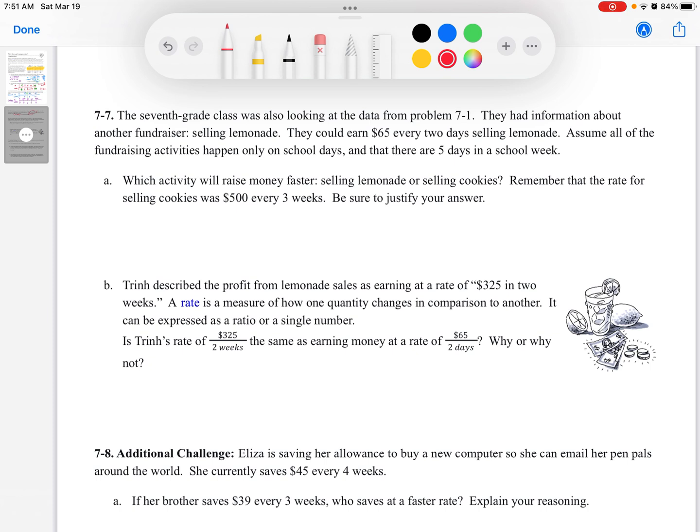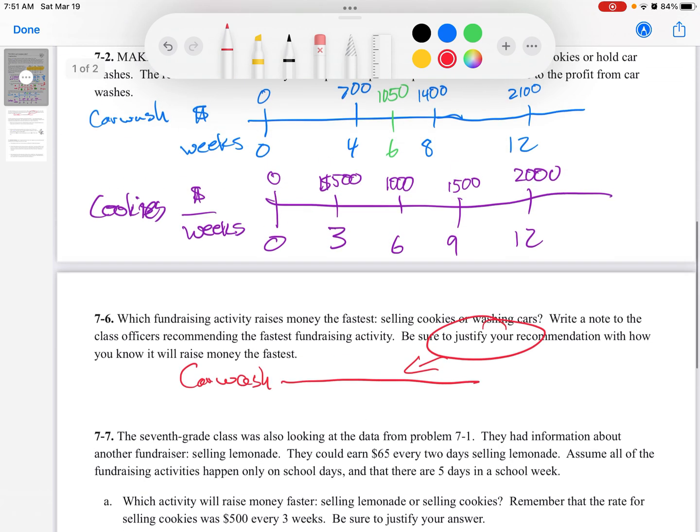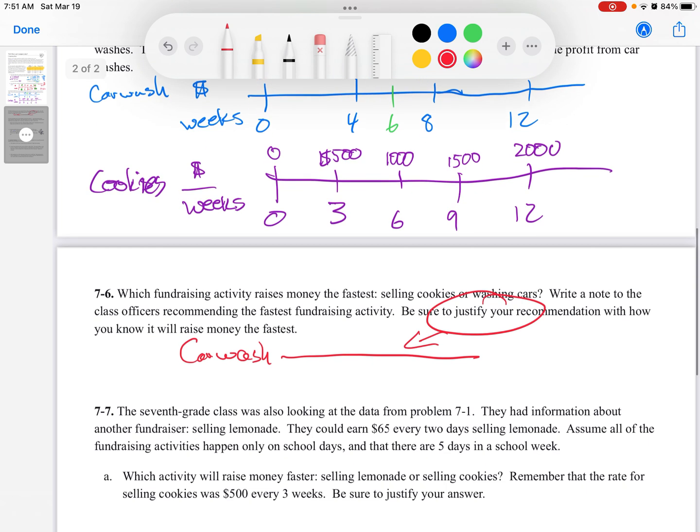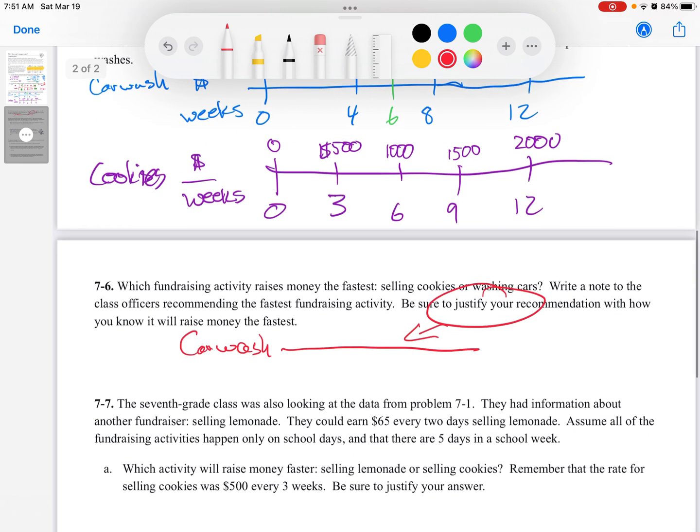Assume all the fundraising activities happen only on school days, and that there are 5 days in a school week. So, which activity will raise money faster, selling lemonade or selling cookies? Remember, the rate for selling cookies was $500 every 3 weeks. Now, do we have anything else from up above here that might be helpful?